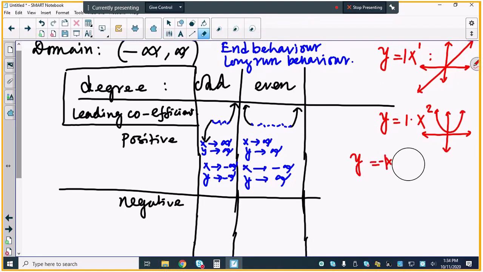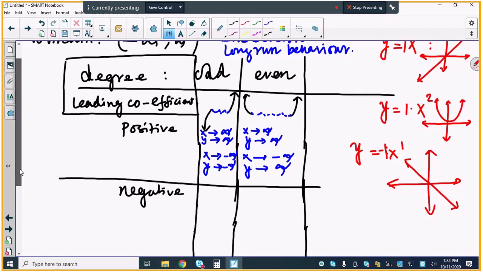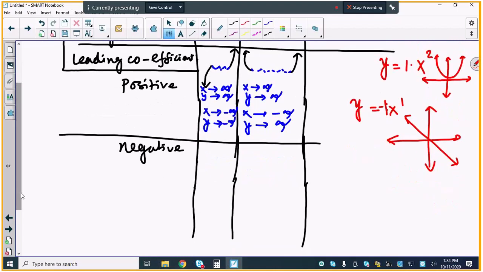So this is leading coefficient negative and degree odd. And remember, this is the straight line with negative slope, so the line will pass through the origin, but instead of rising up, it is going to fall down as you move on the x-axis from left to right. So, to sum it up, we say any polynomial function with odd degree but negative leading coefficient, left end goes up, right end falls down.